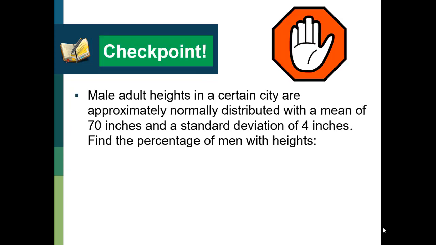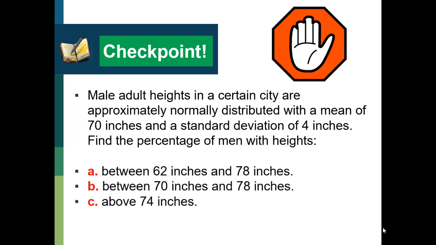Alright. I think it's now again your turn to solve the problem. This is the same problem actually. Male adult heights in a certain city are approximately normally distributed with a mean of 70 inches and a standard deviation of 4 inches. Find the percentage of men with heights between 62 inches and 78 inches. Letter B, between 70 inches and 78 inches. Letter C, above 74 inches.